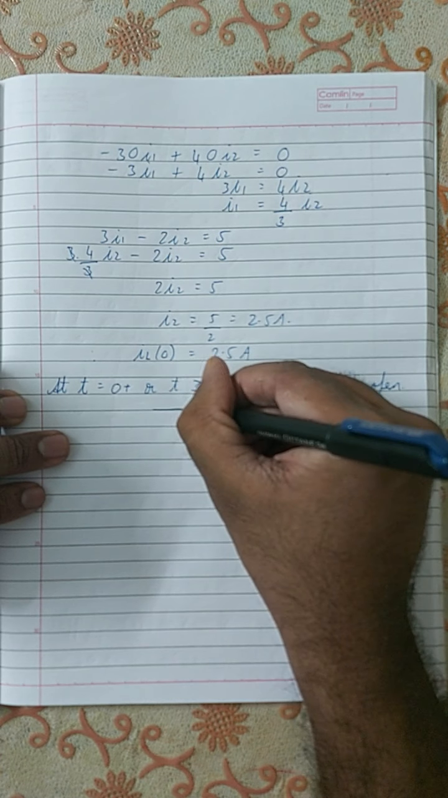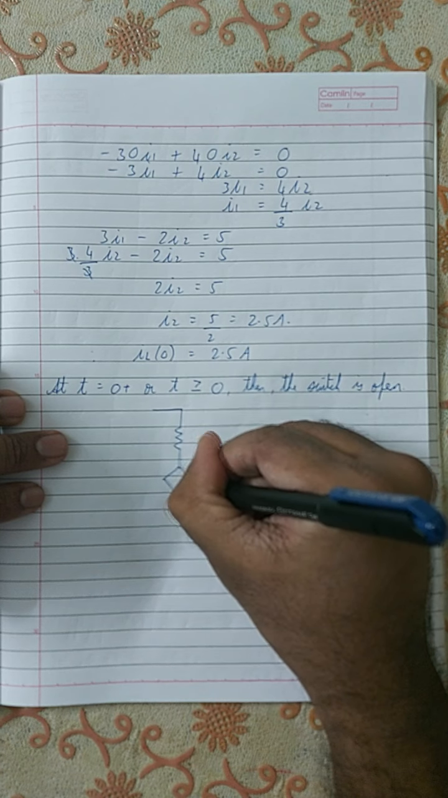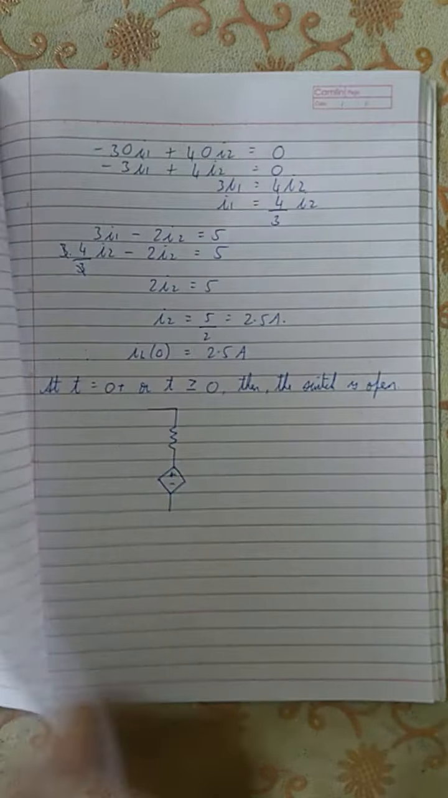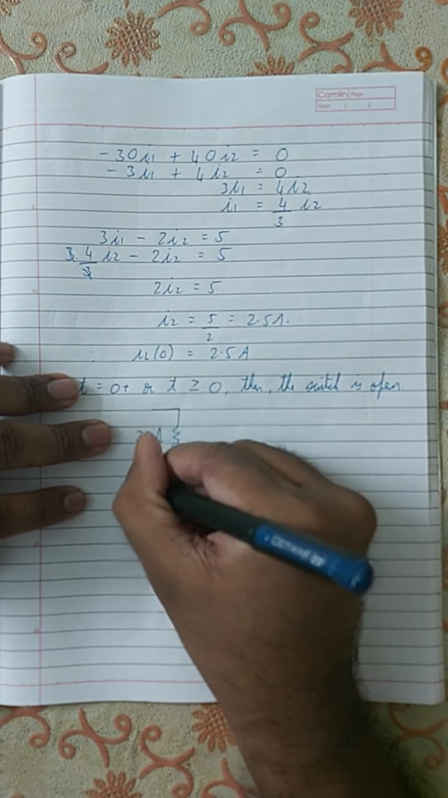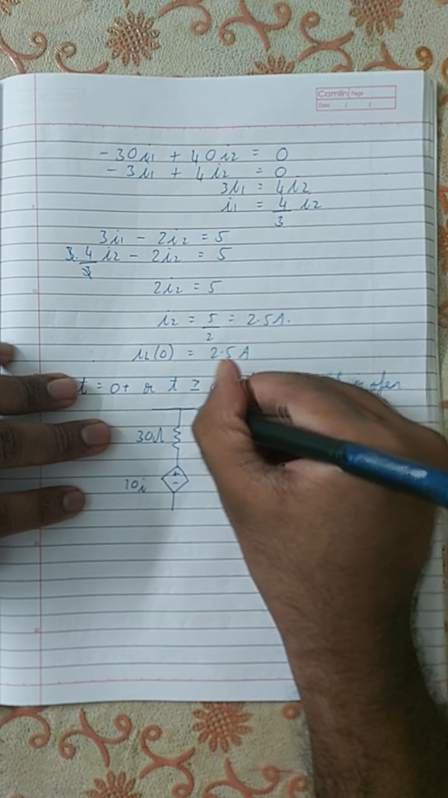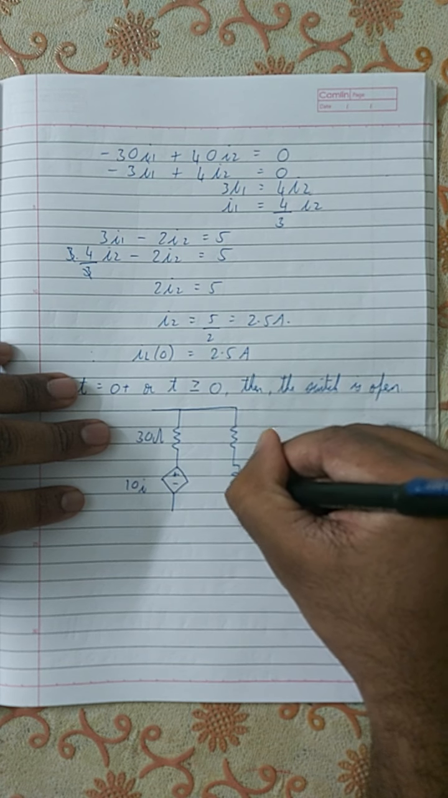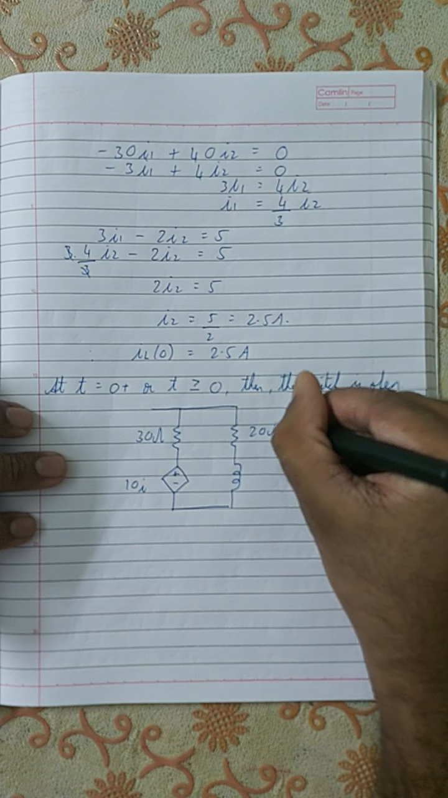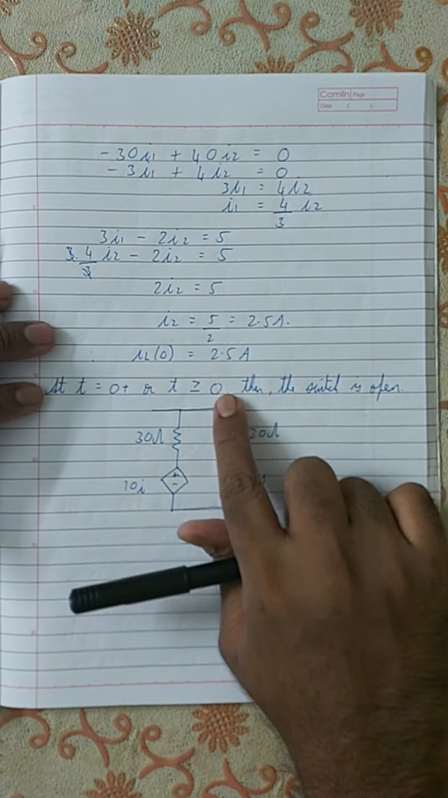We have a resistor over here, then a voltage source over here. What is the value of the resistor? 30 ohm, and 10i. And here you have a resistor and then an inductor. The value of the resistor is 20 ohm, and the value of the inductor is 2 H. This is the circuit at t equal to 0 when the switch is open.